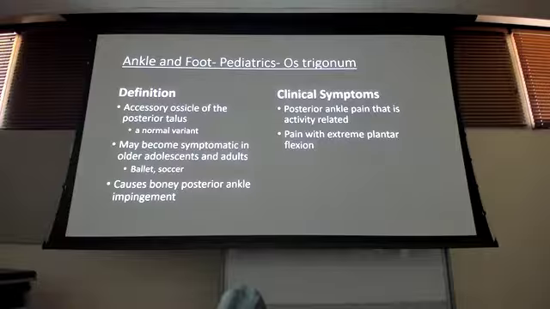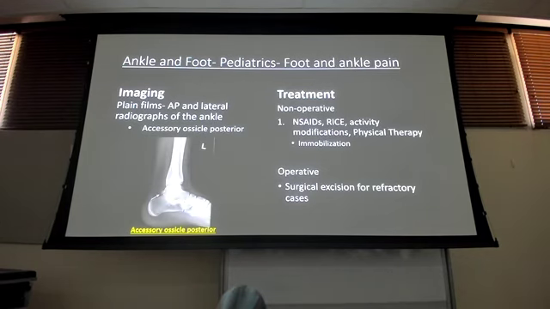So it's really anything that causes that extreme plantar flexion. So it's like soccer, after you kick the ball, it can cause this extreme plantar flexion. So that's when you'll commonly see somebody complaining of this. Normally it's not noticed, but it causes bony impingement on that posterior ankle. Usually activity related, related to that extreme plantar flexion is what the patient is going to be complaining of.